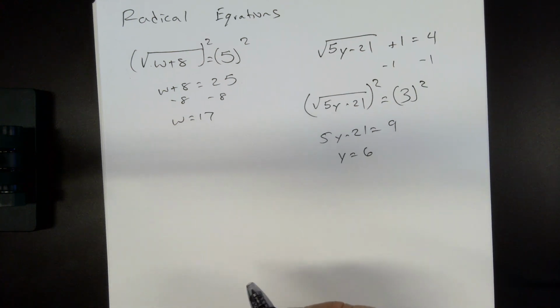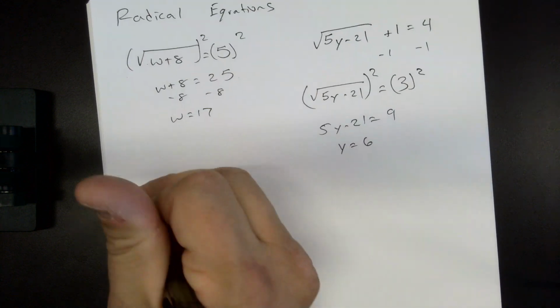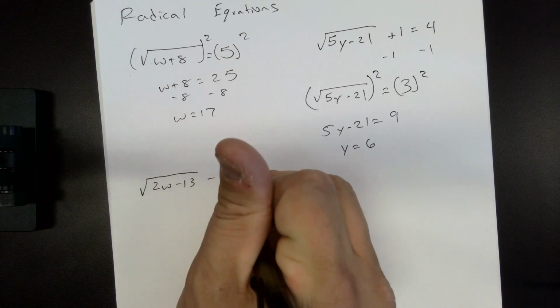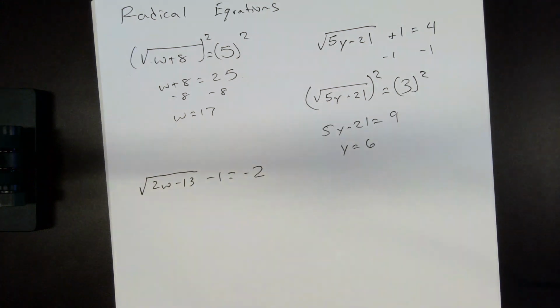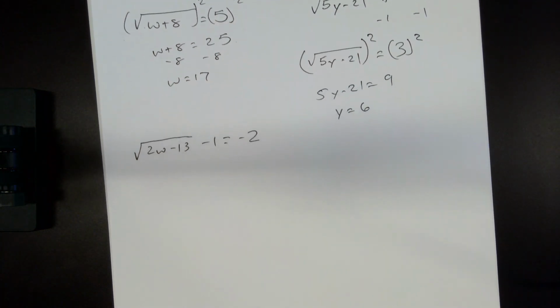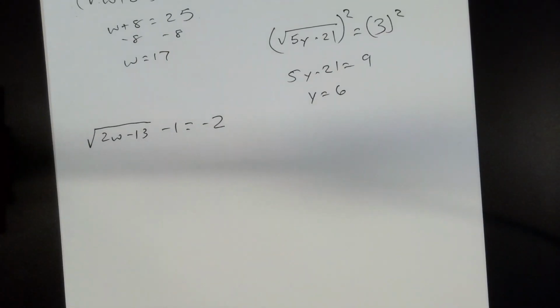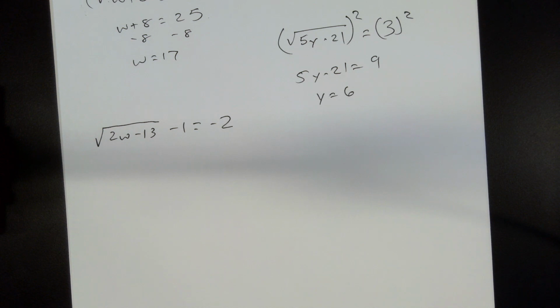Okay, try this one on your own here. If we have the square root of 2w minus 13, minus 1, equals negative 2. Try that one on your own real quick. I need to write bigger. 2w minus 13, plus 1, yeah. Is that a negative 2? Yeah.